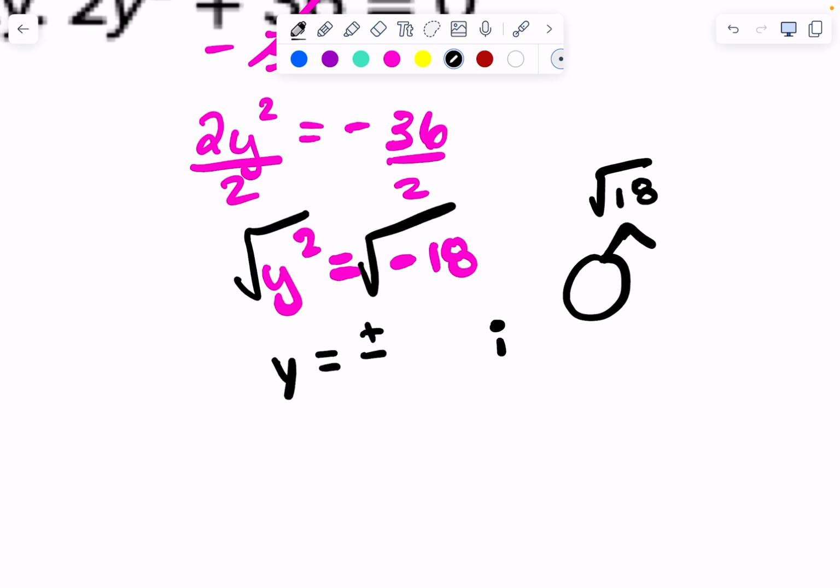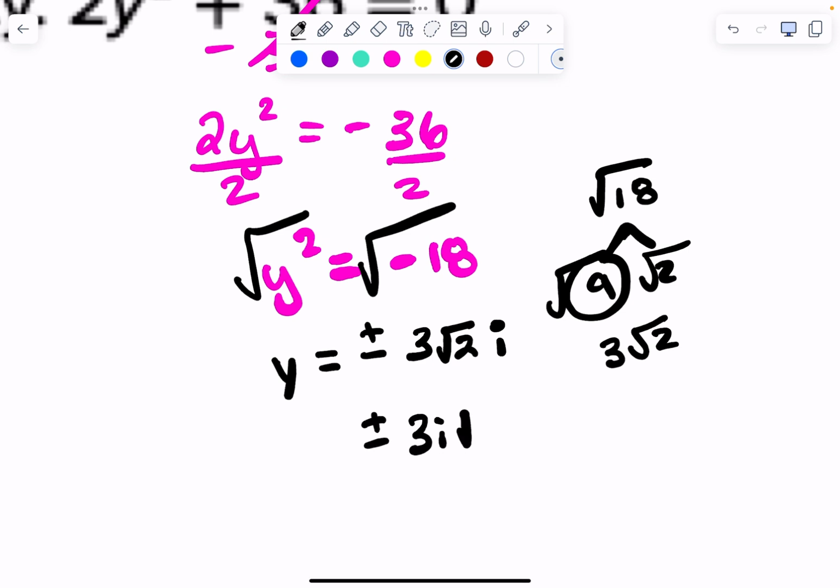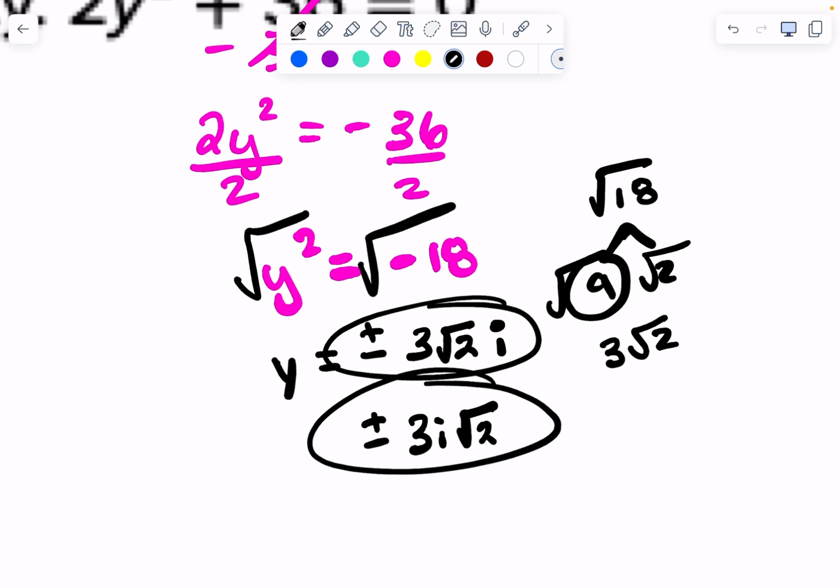3, 9. 9 and 2, right? So the square root of 9 and the square root of 2. The square root of 9 is 3, so 3 square roots of 2i. Some people write it like 3i square roots of 2. I don't know which one I necessarily prefer. Either one of those will work. I don't care.